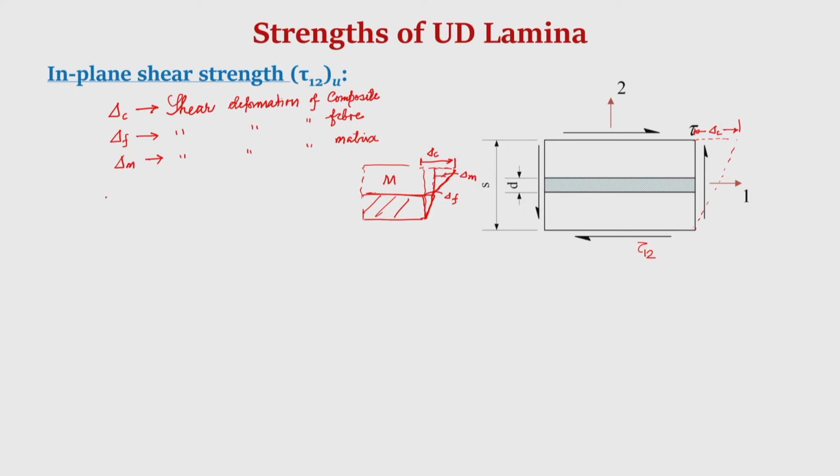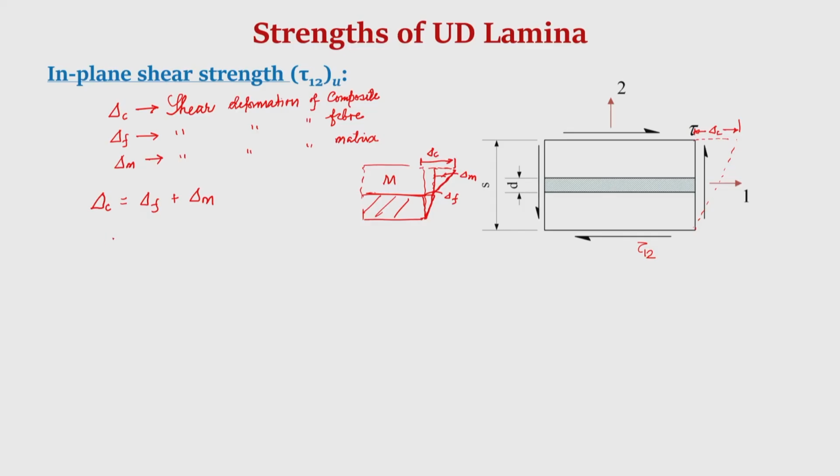Okay. Therefore, the total shear deformation of the composite is nothing but delta C is equal to delta F plus delta M. Now, using the definition of shear strain, suppose gamma C is the shear strain in the composite, I mean in this RV here, gamma F is that in fiber, and gamma M is the shear strain in matrix.